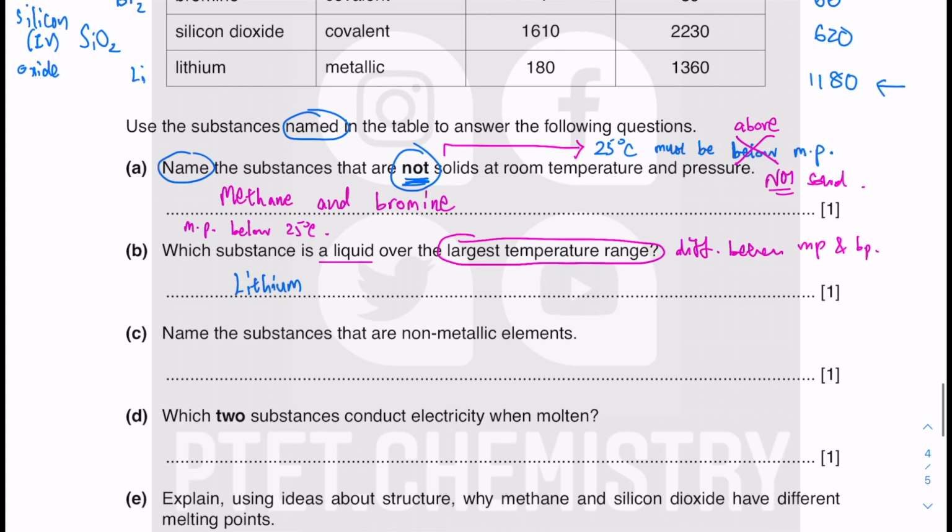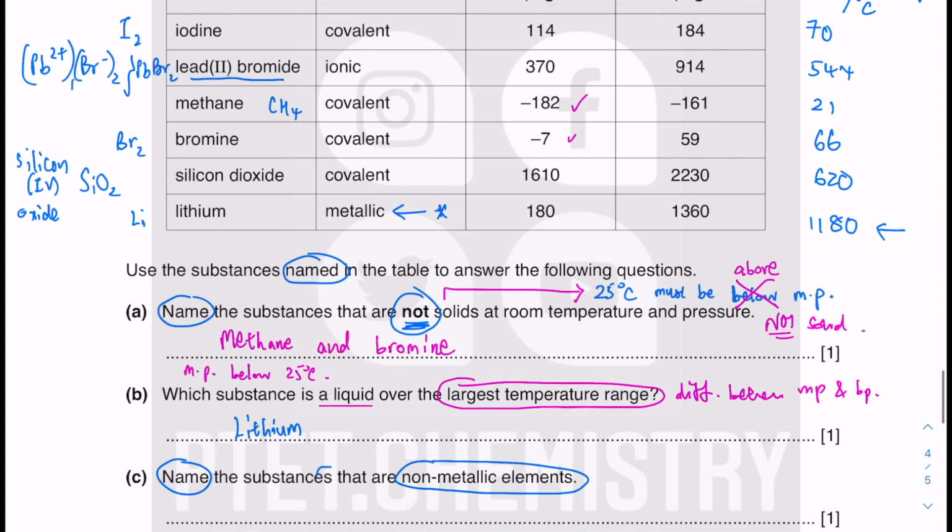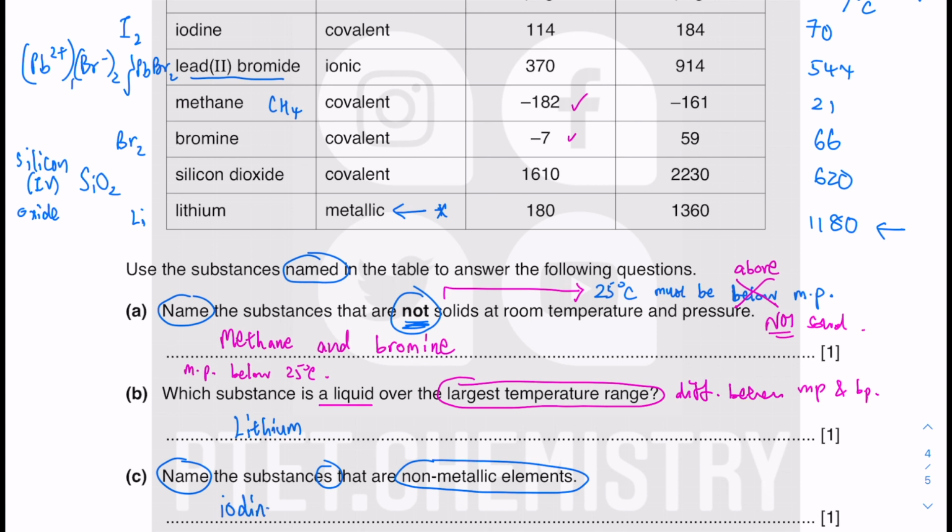Now, name the substances that are non-metallic. Okay, non-metallic. This is the only metal because this is the only one with metallic structure. So non-metallic elements means the rest of them. Okay. Name the substances, so plural. So just label all of them except for lithium. Okay. So lead bromide, methane, bromine, silicon dioxide. So I don't use silicon oxide because I'm using the substance's name in the table.